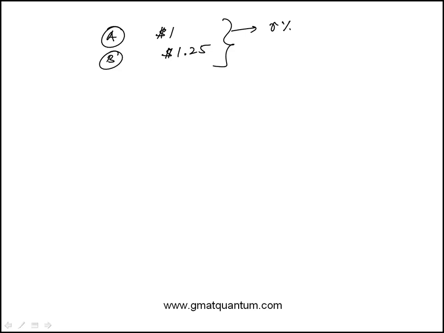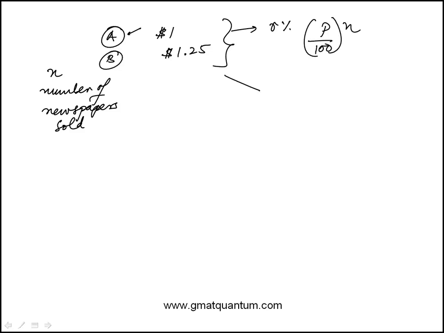So if the total number of newspapers sold, let's say that's N, then we're told that P% were copies of A. So that means the actual number would be P over 100 times N, which means for B it would be N times 1 minus P over 100. So I'm skipping a step here. Essentially it would be N minus that. If you factor in N, you would get this expression.